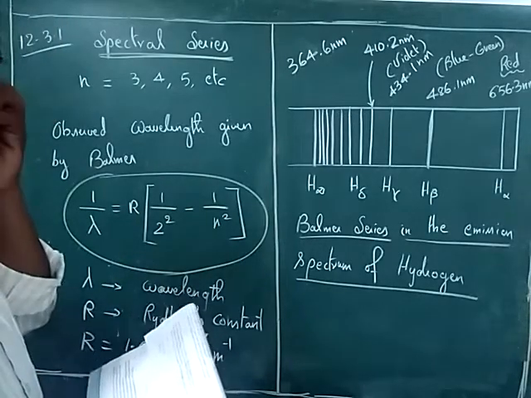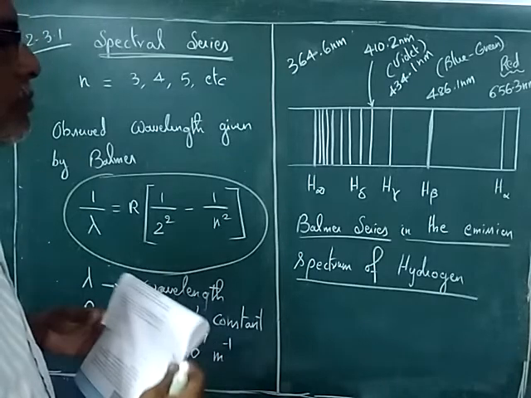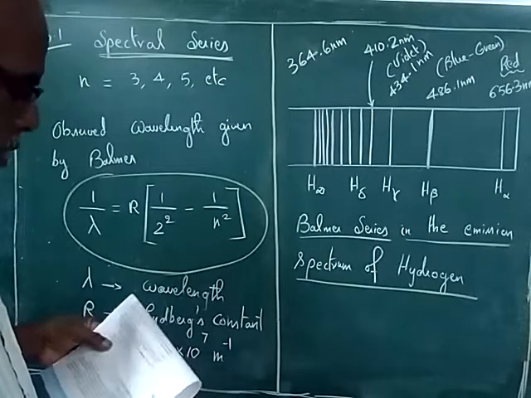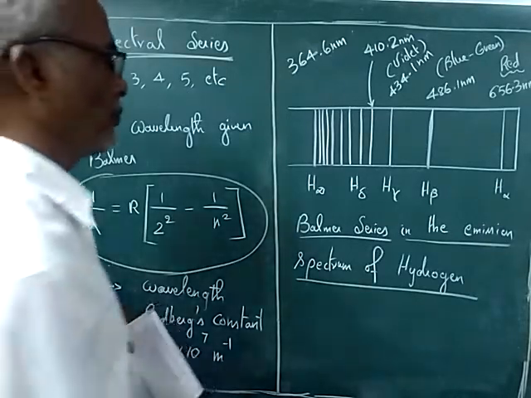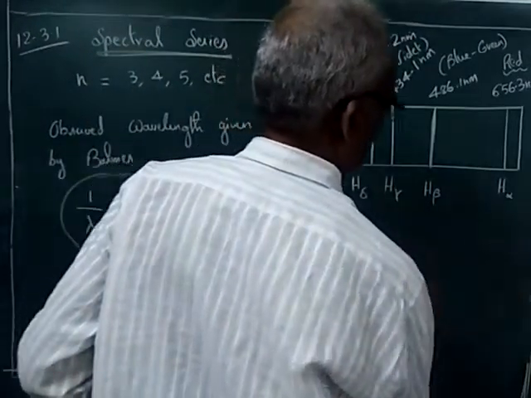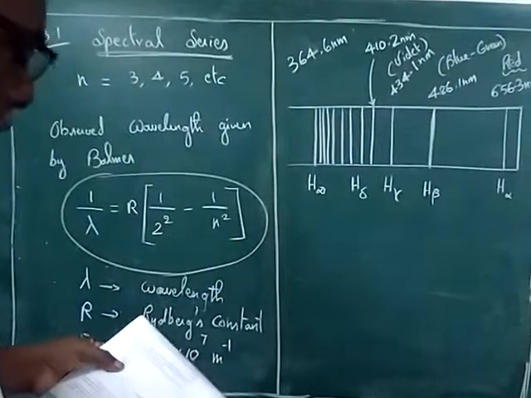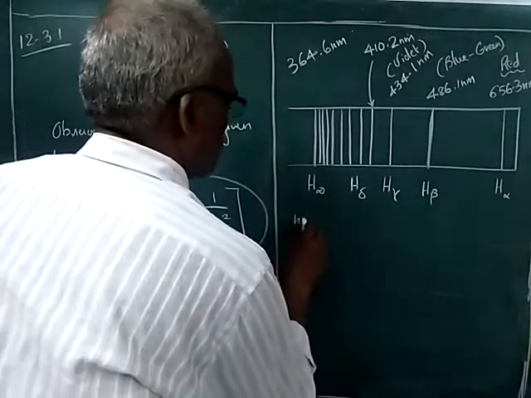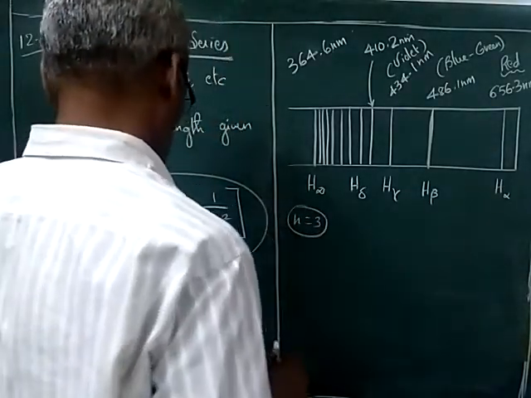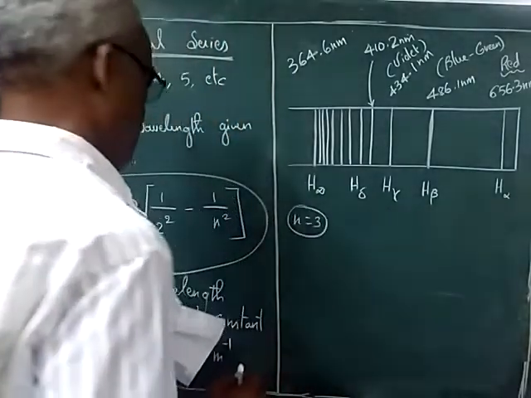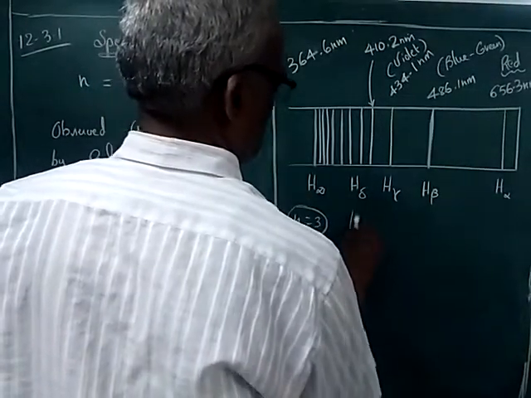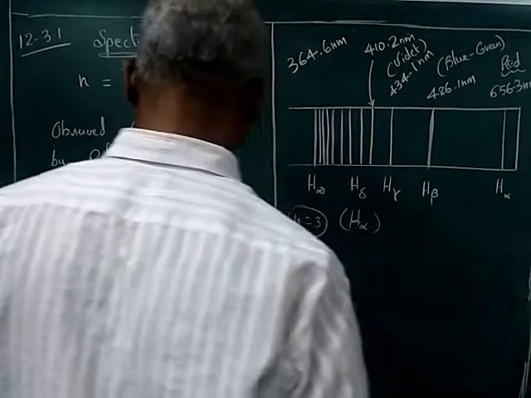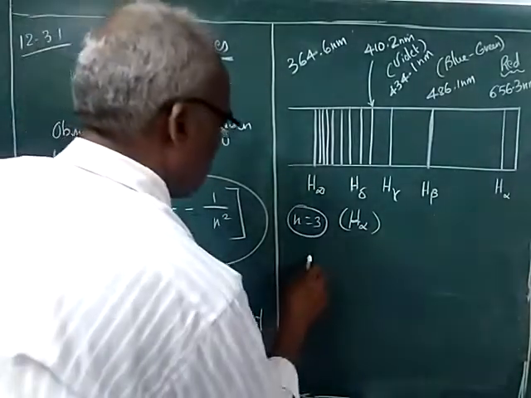Okay. Now we are going to find out what happens when n is equal to 3. If you put n equal to 3, we get the H alpha line, the H alpha wavelength.